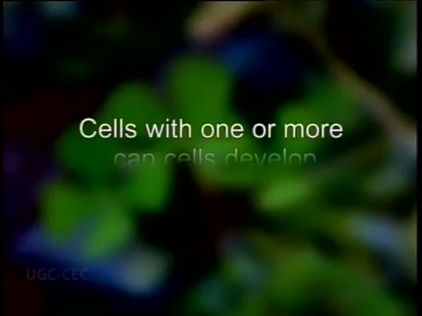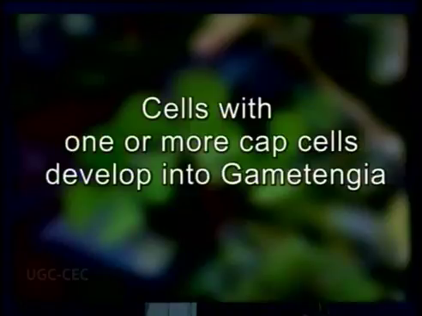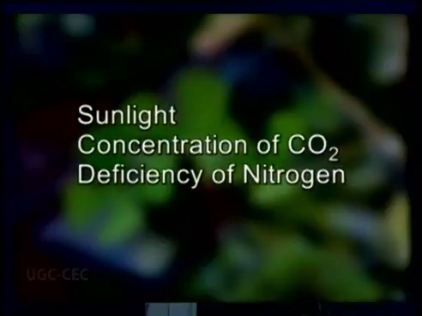These antheridia and oogonia are developed from special cells of the filament. Not all the cells of the filament produce antheridia and oogonia, but certain specialized cells, usually having one or more cap cells at their apical ends, develop into the gametangia. Sexual reproduction in Oedogonium is determined by certain external factors such as sunlight, concentration of carbon dioxide and the deficiency of nitrogen.